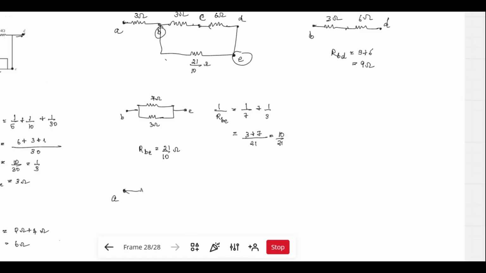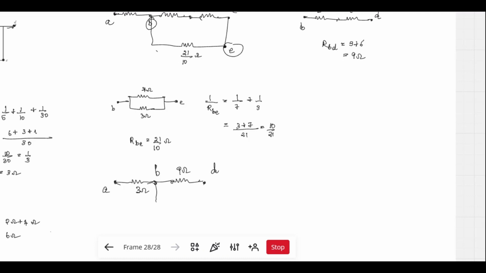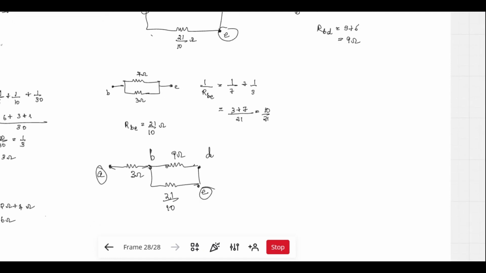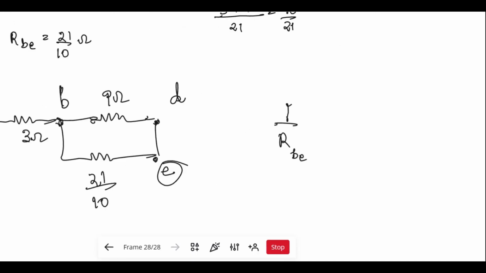This is the point A. There is 3 ohm. This is the point B. The resistor is 9 ohm. And this one is 21 by 10 ohm. We want to calculate between A and E. If you observe, this is a parallel combination. 1 by RBE is equal to 1 by 9 plus 1 by 21 by 10.